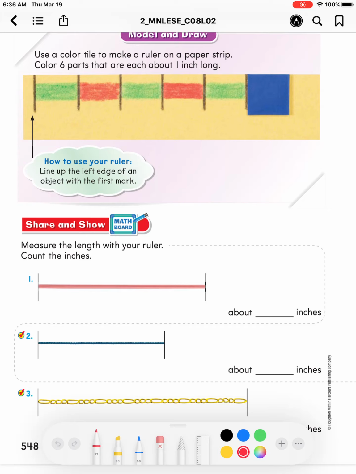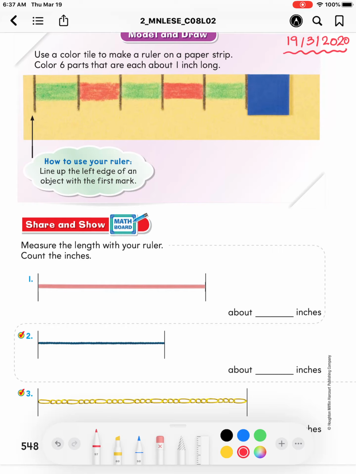Today is 19th of March 2020. Now let's start model and draw.